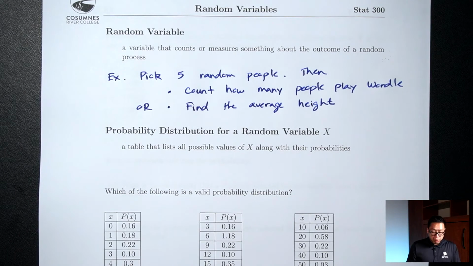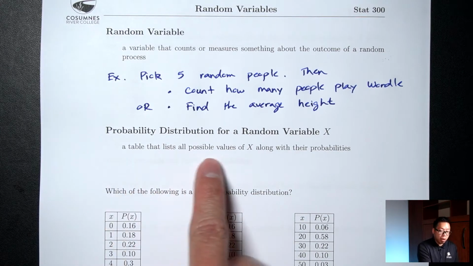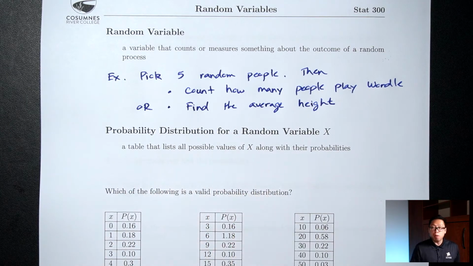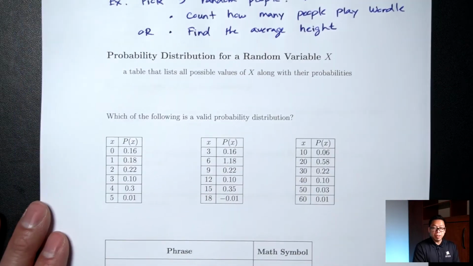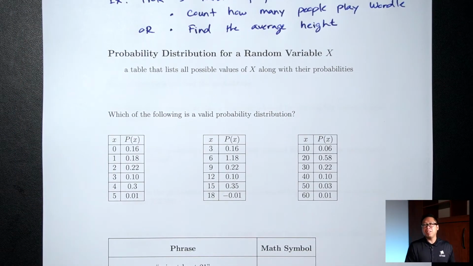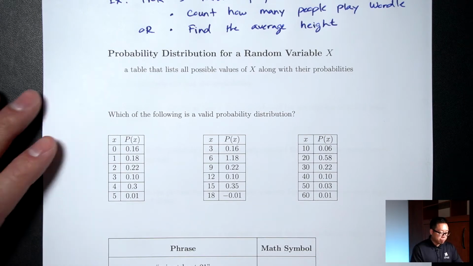Now, a probability distribution is just a way to summarize the random variable. It's a table that lists all the possible values of x along with their probabilities. What I have here are 3 tables. Some of these are valid probability distributions and some of these are not. So what are the requirements of a probability distribution? Before I do that, let's talk about how to read this table.